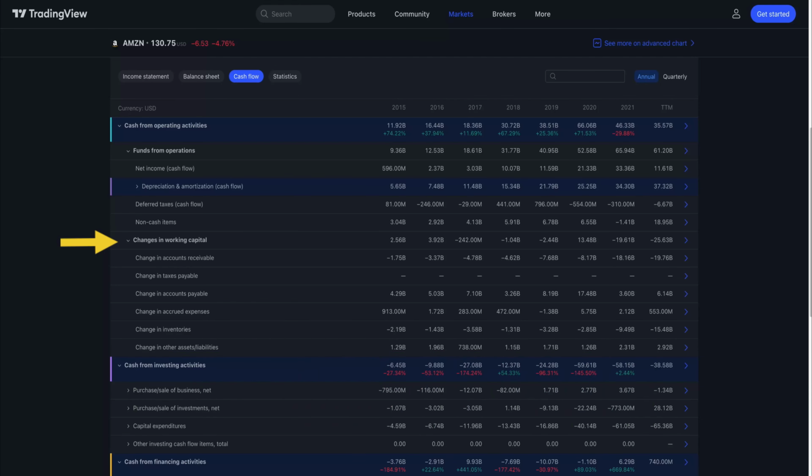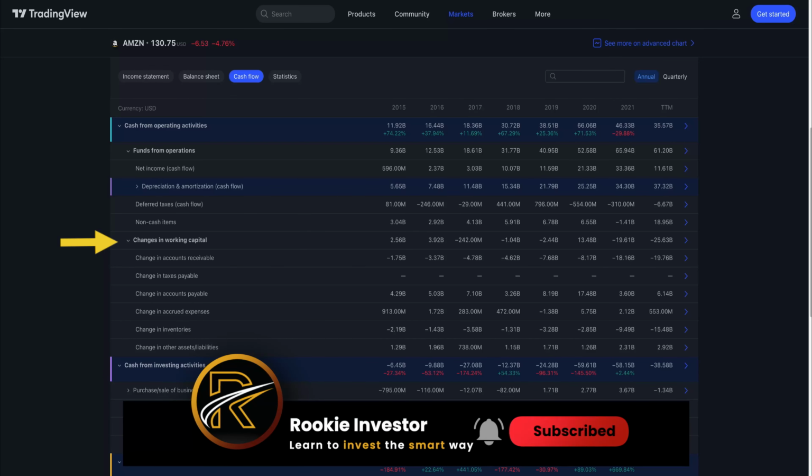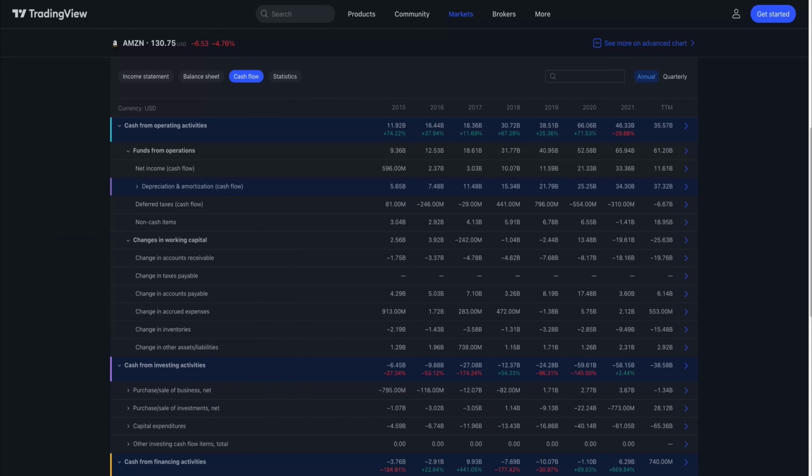You can expand changes in the working capital and look at more categories such as accounts receivable, accounts payable, accrued expenses, inventory, and other assets. But the number to focus on here is the changes in the working capital as a whole. To summarize the cash from operating activities, you add the funds from operations with the changes in the working capital and you get your cash from operating activities. In Amazon's case, this was 46.33 billion for 2021.